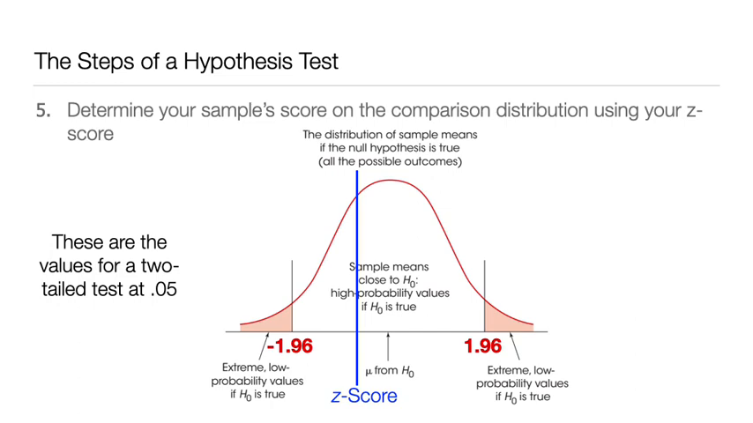Note that these numbers will be different if we're doing a one-tailed test or if we're doing a different p-value. And so again, we'll put that sample score on there. Remember, this is a standard distribution, so the middle of that distribution, the mean of that distribution, is always 0. And so if we know where 0 is and we know where our cutoff values are, we can figure out where on that number line our z-score goes. Does it go here? Does it go here? Where does that z-score go? We can just go ahead and put that on there.